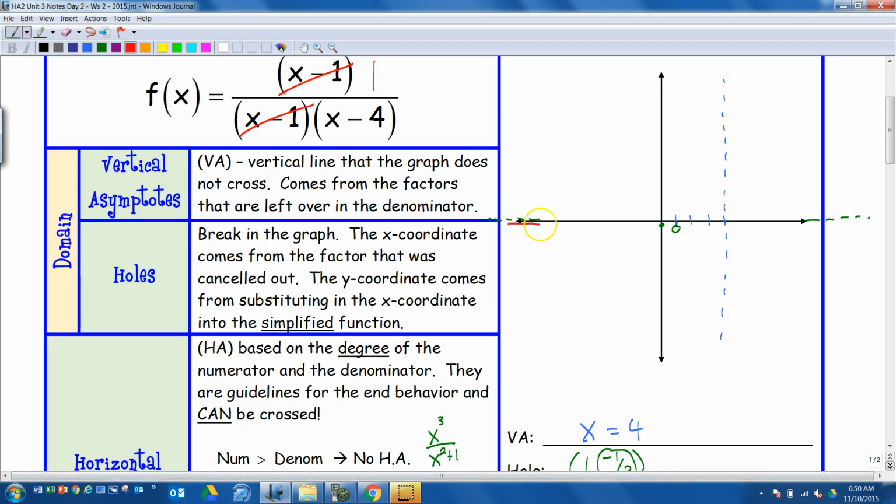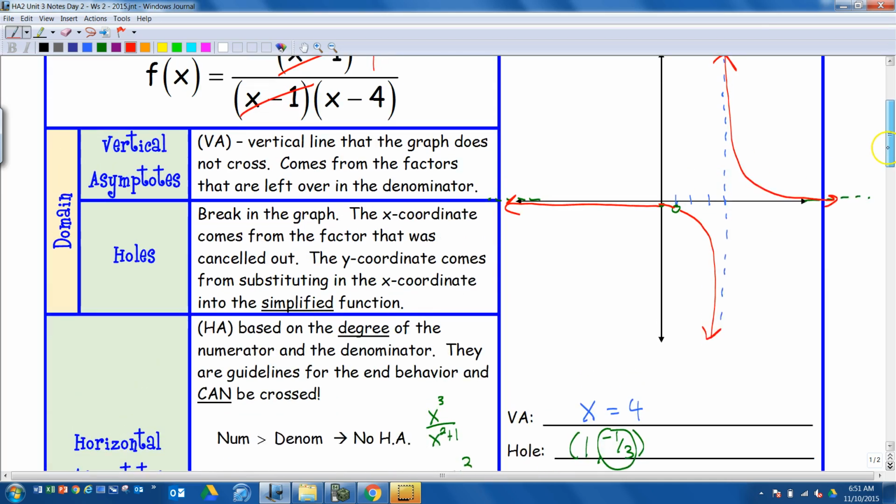So the graph is approaching 0, going to the left, and then it goes through the hole, but again, oh, and you didn't see the hole in there. Usually it's hard to see on the calculator itself, but you do need it for your graph. So there we go. So now we look at the range.